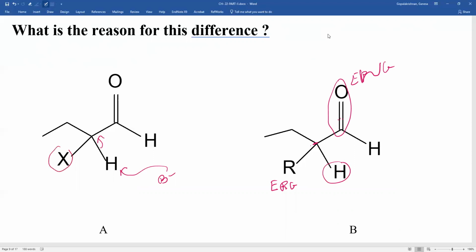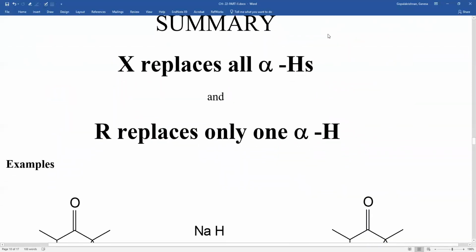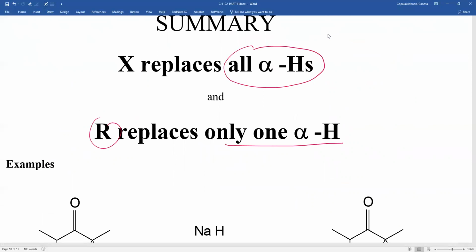But in this case, this is an electron withdrawing group. This is an electron withdrawing group. So both cause an inductive effect. So this hydrogen becomes more acidic. Then it is easy to pull it and put another halogen. In the alkylation case, it is harder to remove it. The summary: X replaces all alpha hydrogens, or the alkyl group replaces only one alpha hydrogen.